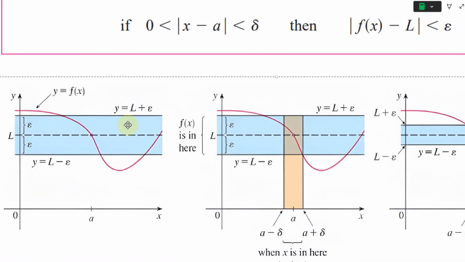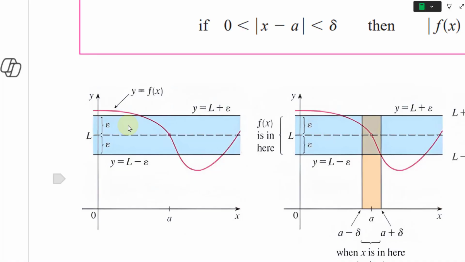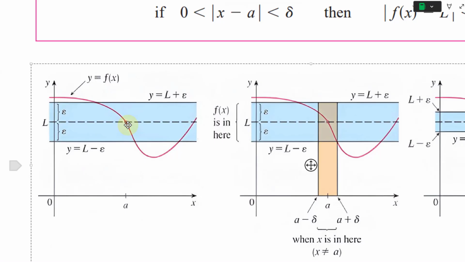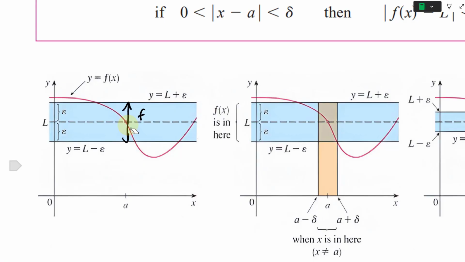But anyways, this interval right here is f of x minus L. So if we have L plus epsilon, this is the interval right here, f of x minus L, and this is going to be less than epsilon. Then you also have it on the negative side, over here, because f of x could be higher or lower. So this difference is going to be epsilon right there.